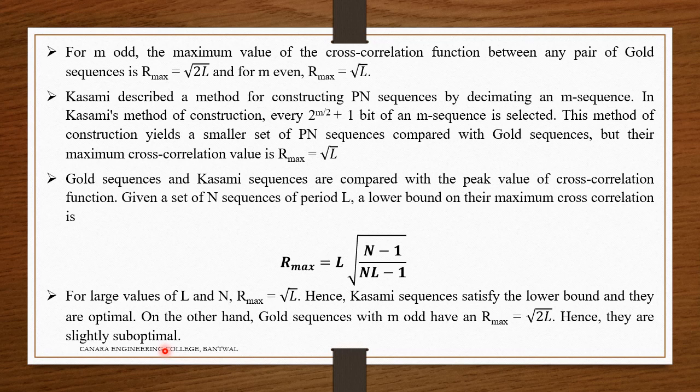They try to achieve optimality, but the Kasami sequences satisfy the lower bound and are very optimal. But for Rmax equal to square root of 2L for the given M odd sequences, they are slightly suboptimal, so some kind of error might be generated. Okay, this is all about the generation of a PN sequence. Thank you.